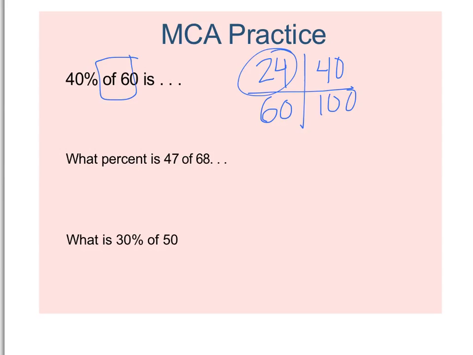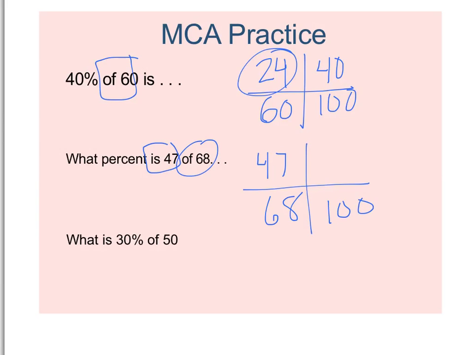What percent is 47 of 68? I don't see a percent in here at all, so that must mean I'm finding my percent one. Is 47 would mean on the top, of 68 is on the bottom. So I'll take 47 times 100, divide by 68, and I get about 69.1. That one kind of goes on for a while.